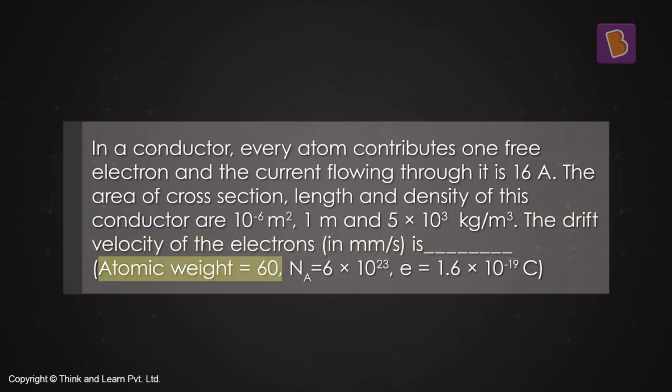Then there is some extra information given about atomic weight, and Avogadro's number is also given, and the value of the charge of an electron is also given. The magnitude of that is given. So now how would I solve this problem?